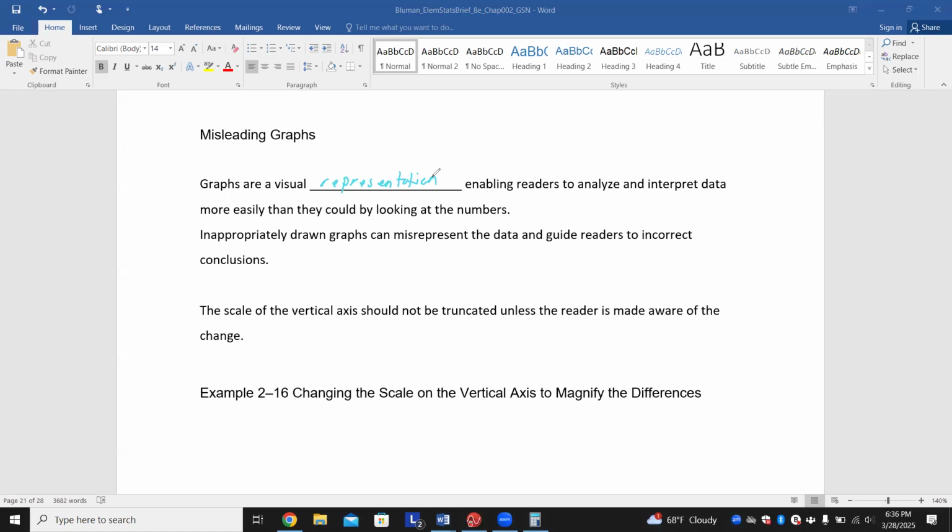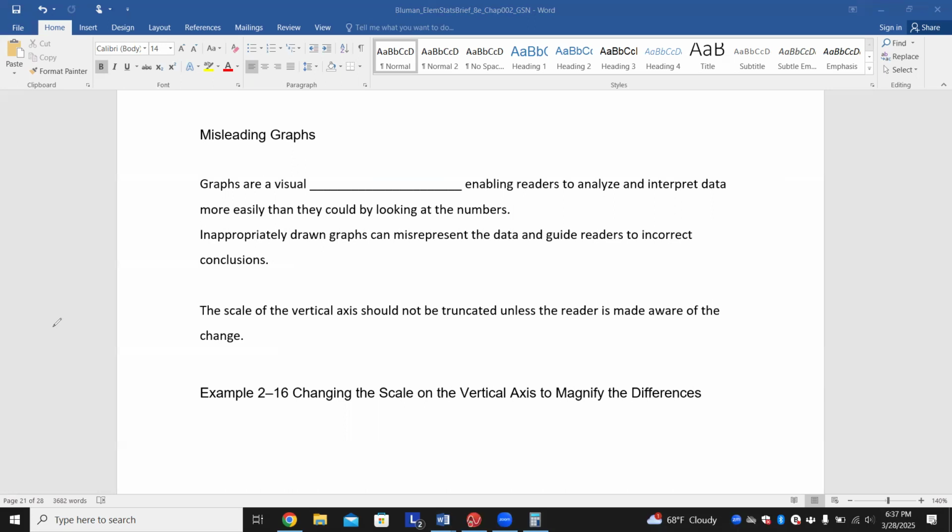And I talked about this when talking about pie charts and even the bar graphs, depending on where the axis starts and goes by. Again, the scale of the vertical axis should not be truncated unless the reader is made aware of the change. So we have to focus on stuff like that. So what we're going to do is look at example 16 here.